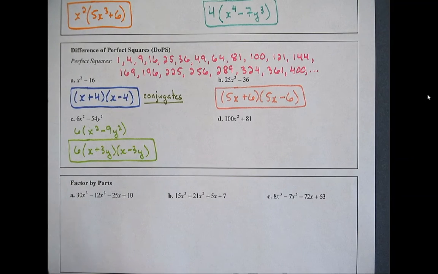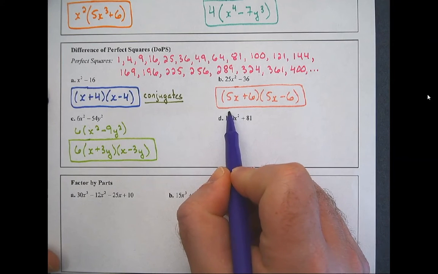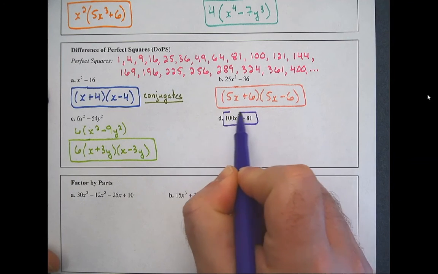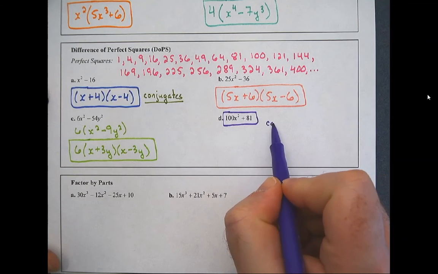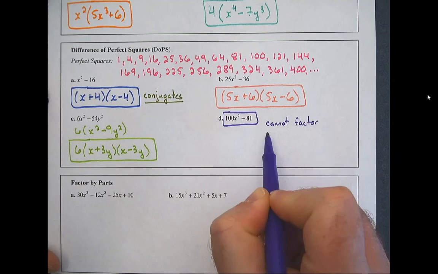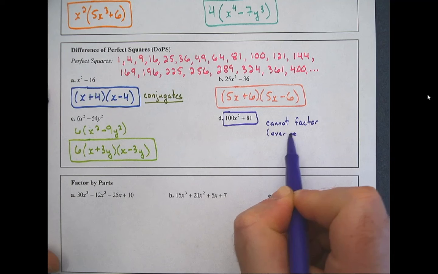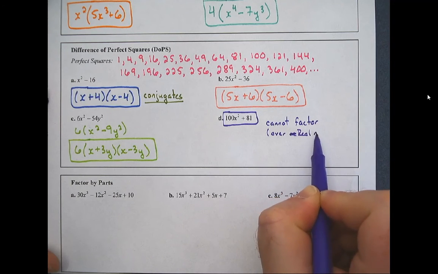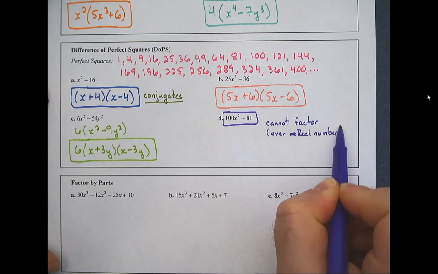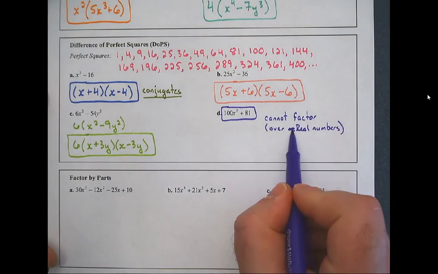And then 100x squared plus 81. Hopefully that jumped out to you. Rightfully so, we cannot factor this. This would be the best we can do. Cannot factor, and I'm going to put in parentheses over real numbers. You can factor this, and we're going to do that again in chapter 2, unit 2. You can factor this over the imaginaries.